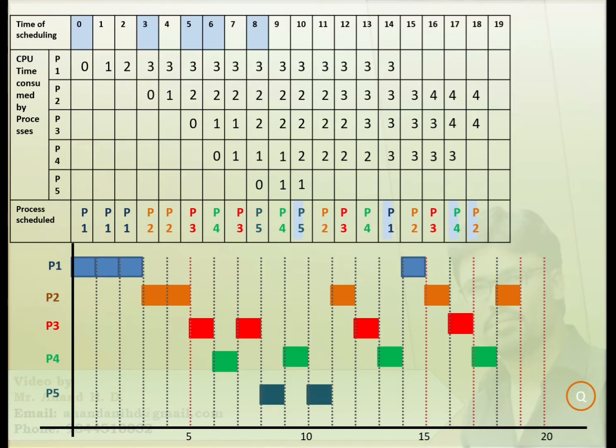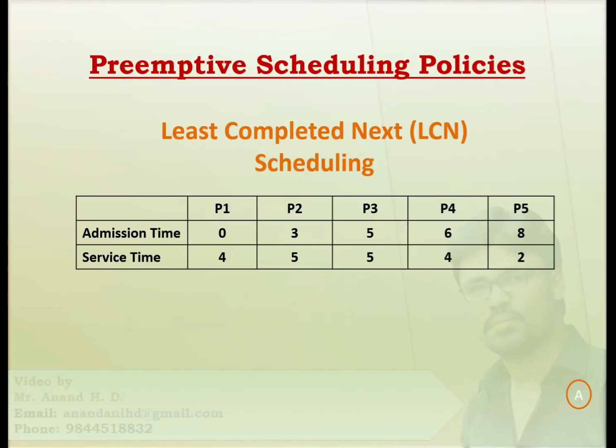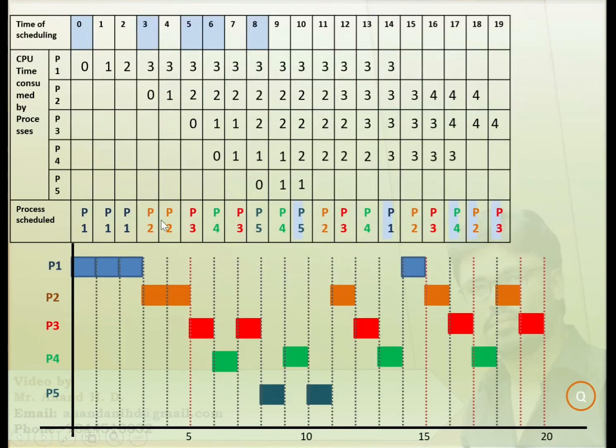So at 19 time units, we are having only one process in the ready queue, that is P3. So P3 will be directly selected for execution and is going to execute between 19 to 20 time units. So P3 is also having a service time of 5 time units, right? So look here, P3 was scheduled once, twice, thrice, fourth time, and again fifth time between 19 to 20 time units. So we can say that process P3 completed its execution at 20 time units.